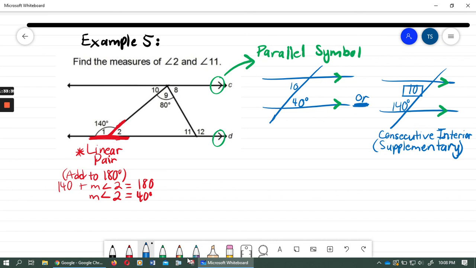Or folks, we can use angle 10 with the 40 degrees, because if we use angle 10 and the 40 degrees, then these two are alternate interior angles. And again, if these two lines are parallel, and we know that they are, then alternate interior angles are going to be congruent or have the same measure. Congruent or have the same measurement, right? Supplementary or add to 180, right?